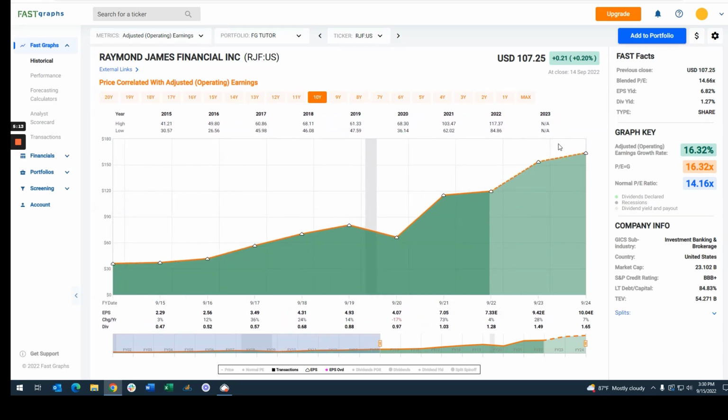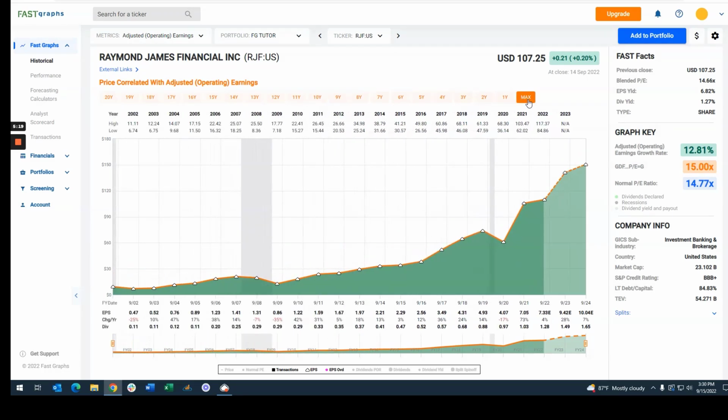Now, as you go through that, we're using 16 times earnings, but we're using the same formula. And then again, when I go out to max, the growth rate is actually lower on the long term. More recently, the growth rate has been accelerating, as I've illustrated here. And so you use different growth rates, having the ability to see those.